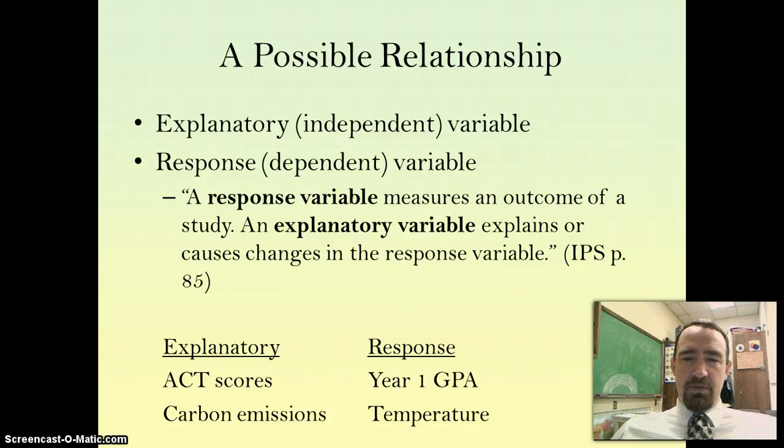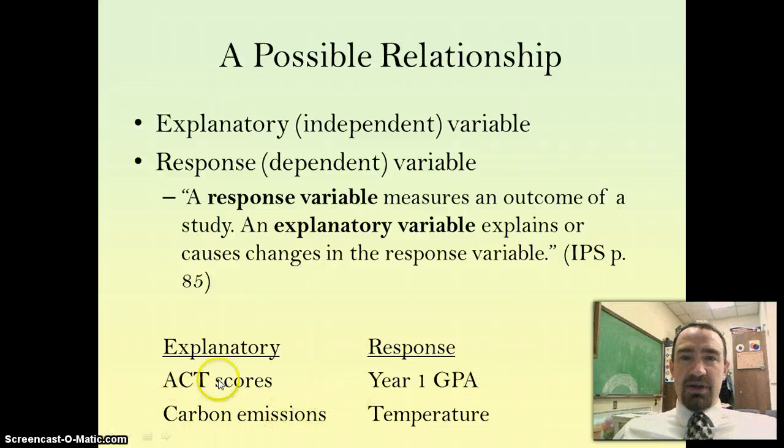Well, there's a good quote from the book that can help us think about this. A response variable measures an outcome of the study, whereas an explanatory variable explains or causes the changes that we're seeing in the response variable. So how about the examples that we've talked about? For example, ACT scores could be an explanatory variable for the end of the freshman year GPA. We think that somehow their ACT scores are explaining the differences that we're seeing in the GPA.